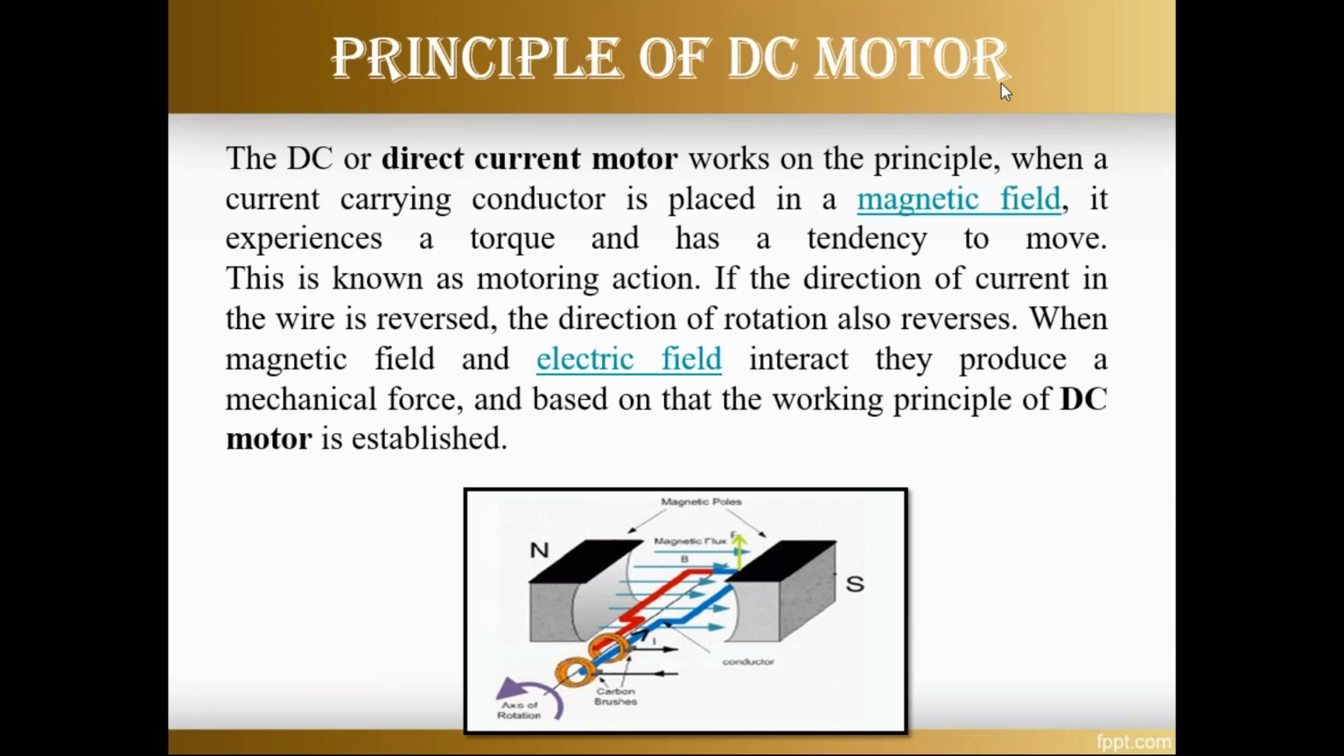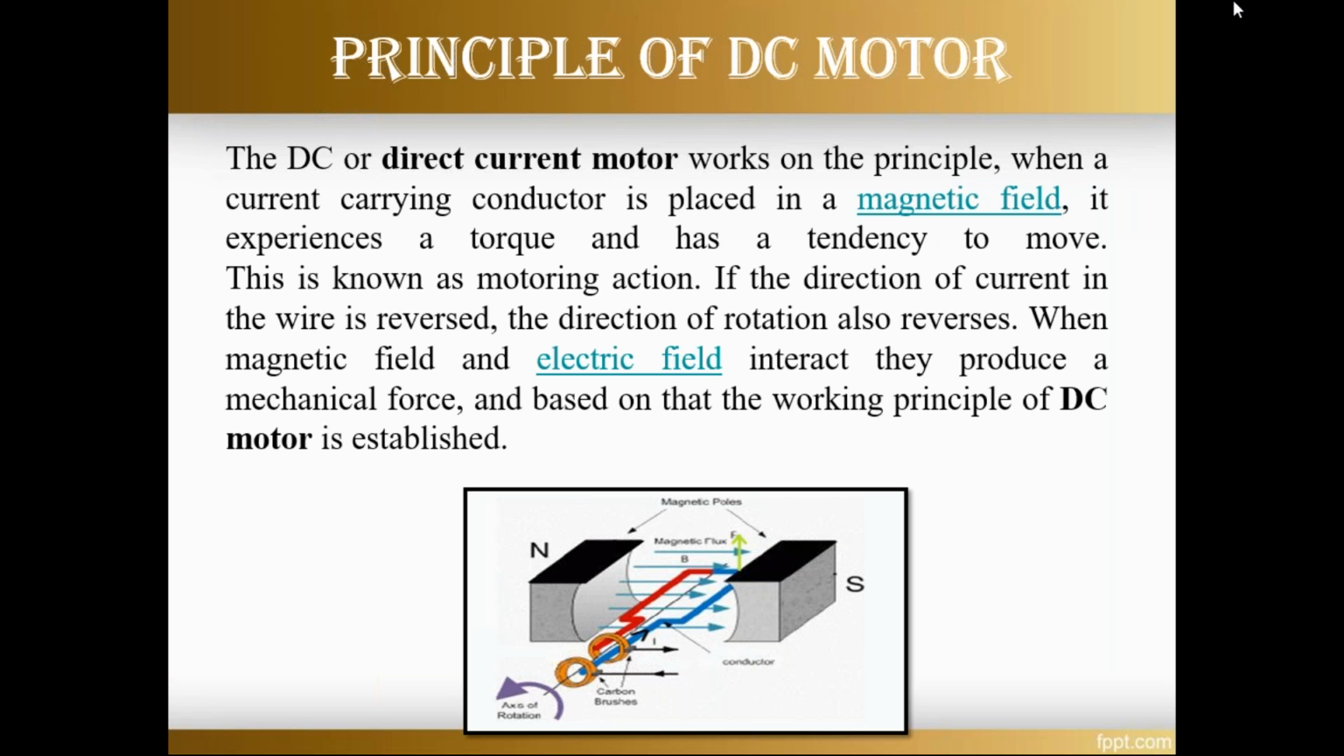The principle of a DC motor is when a current carrying conductor is placed in a magnetic field. I already told you that every electrical machine works on Faraday's law of electromagnetic induction. The statement of this principle is: whenever a current carrying conductor is placed in a magnetic field, it experiences some force or torque and has a tendency to move. This is known as motoring action.